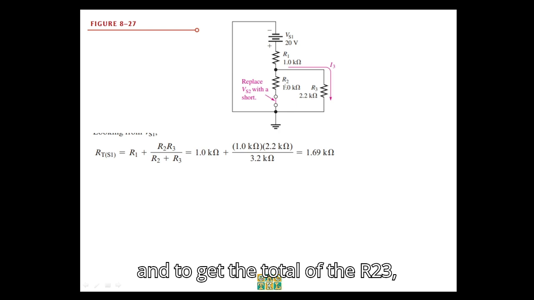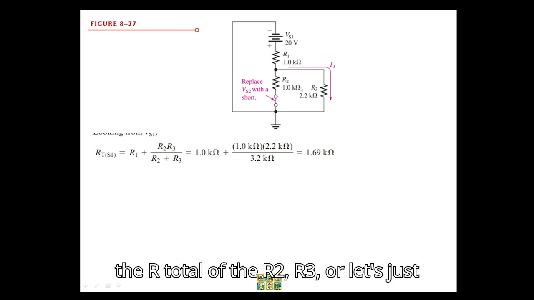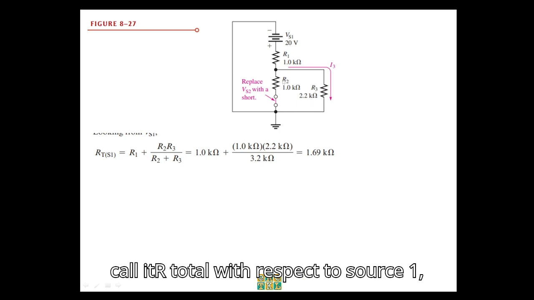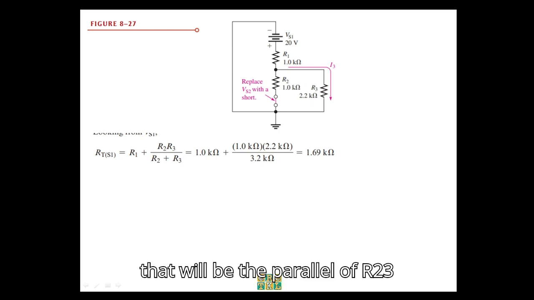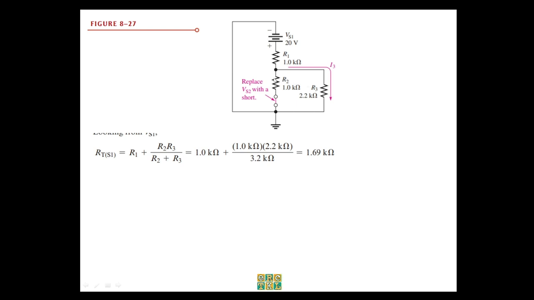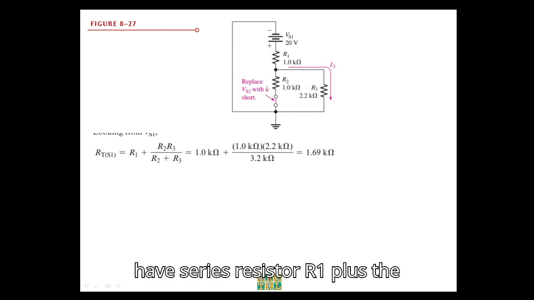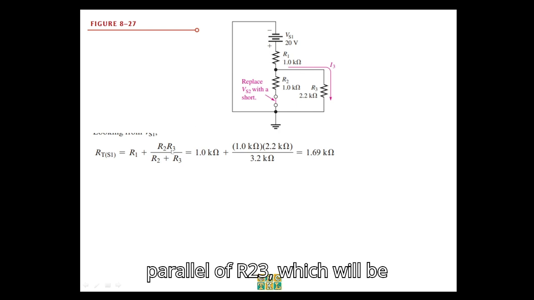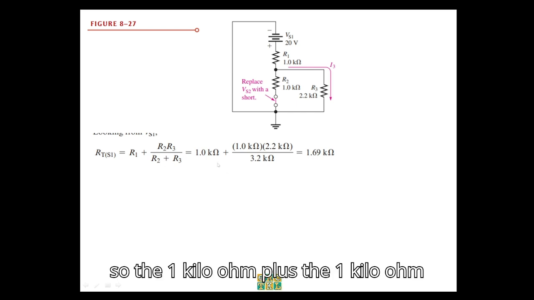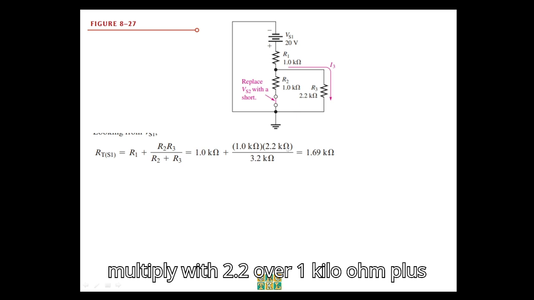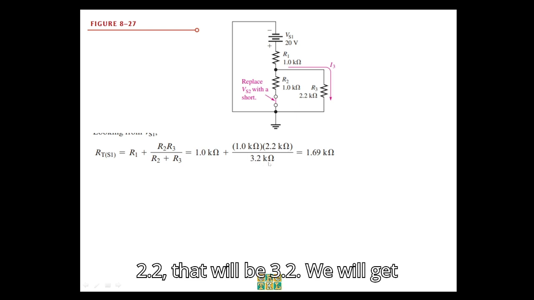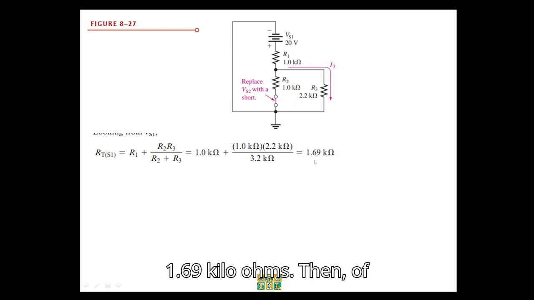To get the total resistance with respect to source 1, that will be the parallel of R2 and R3 in series with R1. That's why we will have series resistor R1 plus the parallel of R2 and R3, which will be R2 times R3 over R2 plus R3. And so the 1 kilo ohm plus the 1 kilo ohm multiplied with 2.2 over 1 kilo ohm plus 2.2, that will be 3.2. We will get 1.69 kilo ohms.